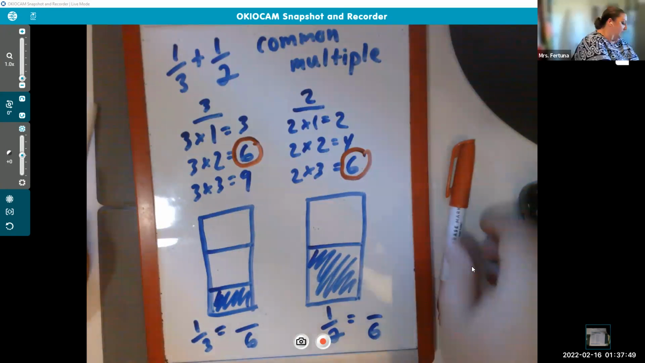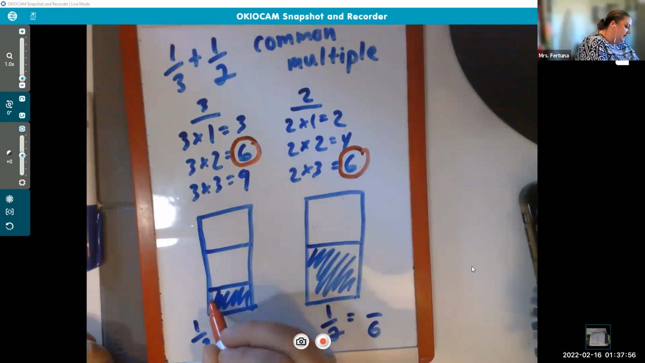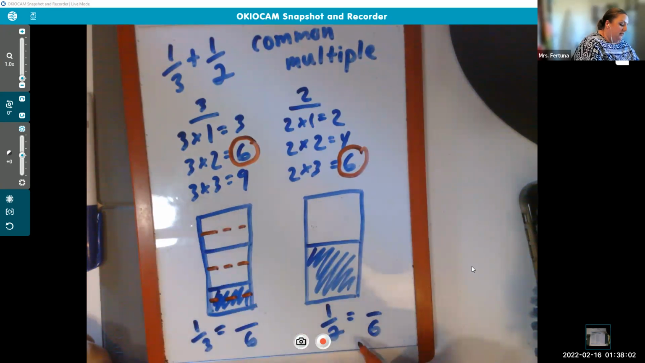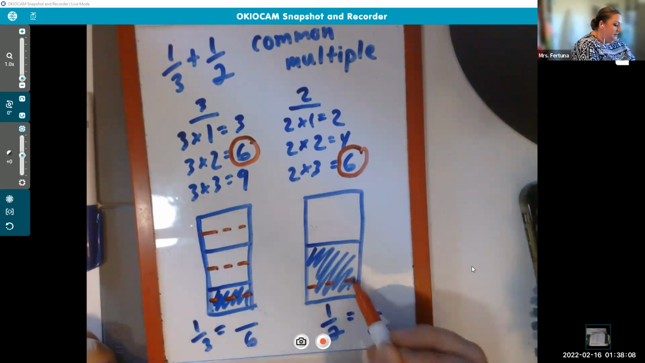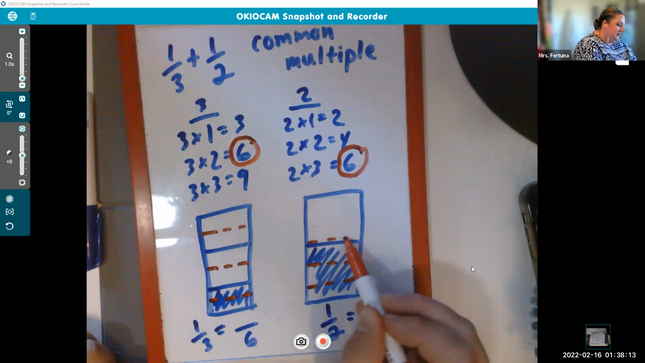Then the next thing we're going to do, now we can divide things into sixths. So we're going to take each of these three and divide them in half. So we're going to draw a line there, a line there, and a line there. We're going to do the same thing for the 1/2. We're going to divide the 1/2 into 6 pieces. So there's one piece there, two, keep this here.